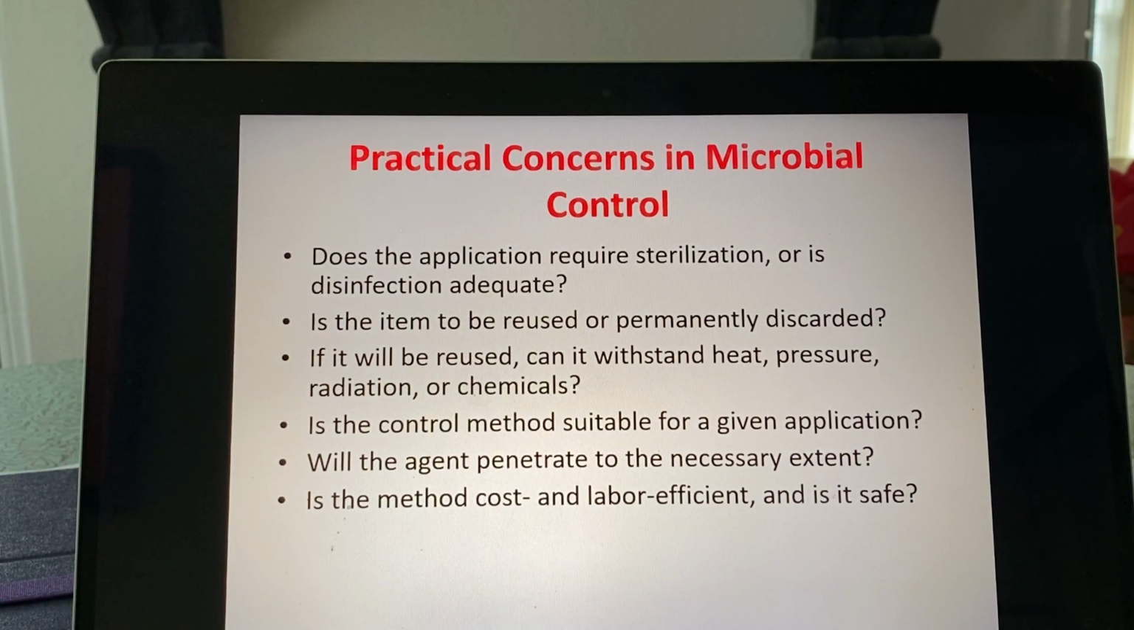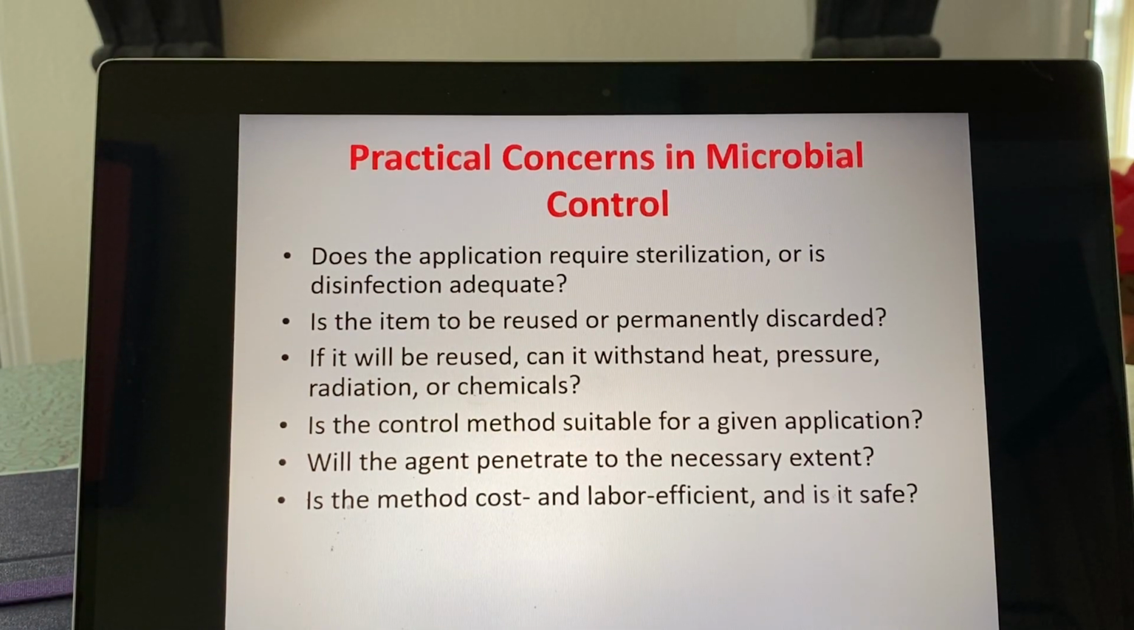Is the item something we're going to reuse, or are we going to use it once and then throw it away? If we do need to use it more than once, is it something that can stand up to being autoclaved, or to having a sterilant applied to it? Does it fit that application? Is whatever we're using going to penetrate to the necessary level? Is it safe? And this is a big thing, is it cost and labor efficient? We'd love to stick everything in an autoclave, but guess what? Money-wise and labor-wise, it does not make sense.